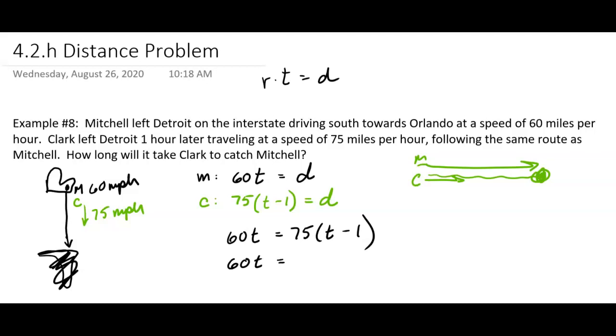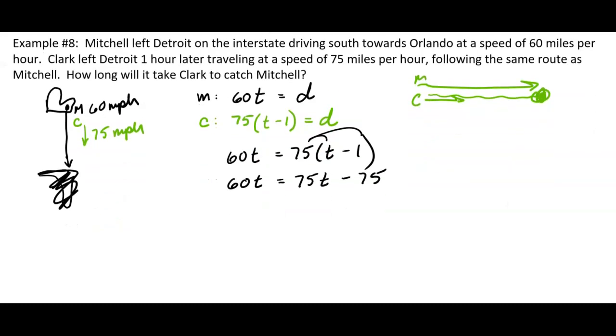60t equals 75t minus 75. So that's some distributing there. And I'm going to go ahead and subtract the 75t. I know some people have learned to try to keep your variable positive, and that's true, but I'm just going to do it this way. The negative doesn't bother me, hopefully. Now, if I get a negative time, that's going to be a problem because we're not going to go backward in time in this problem. So we've got a negative 15t on the left, and then we've got that negative 75, which is coming from right there. That's where the negative 75 came from.